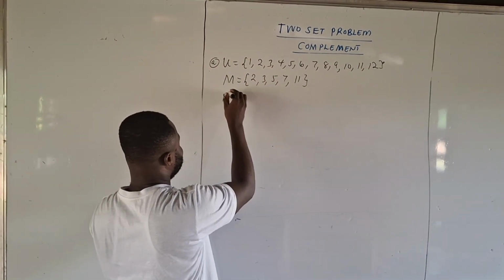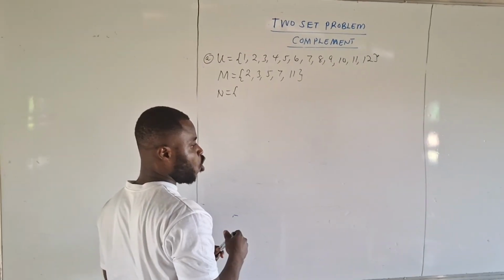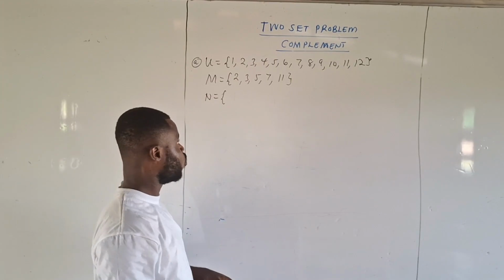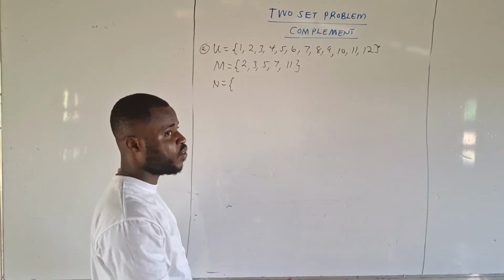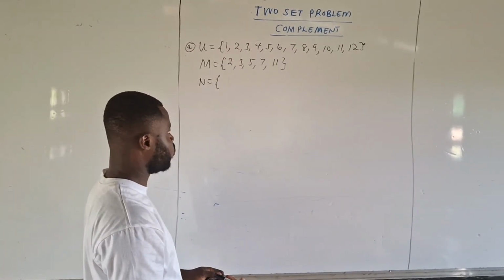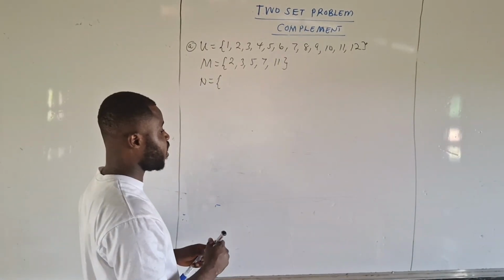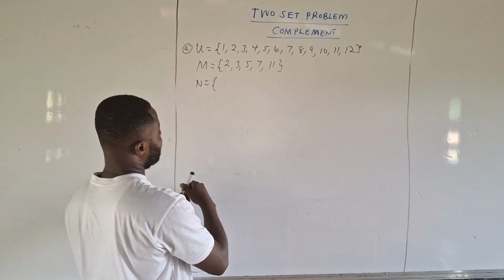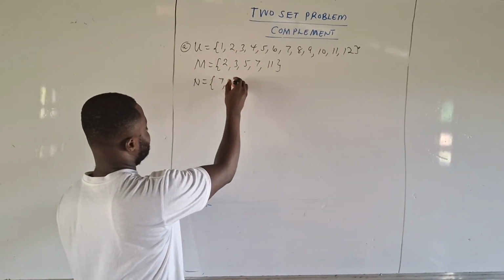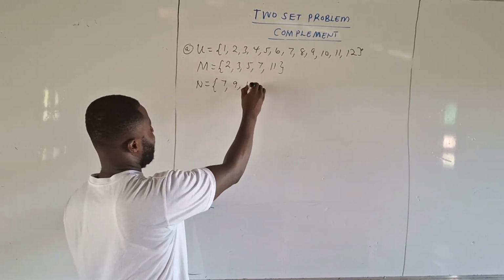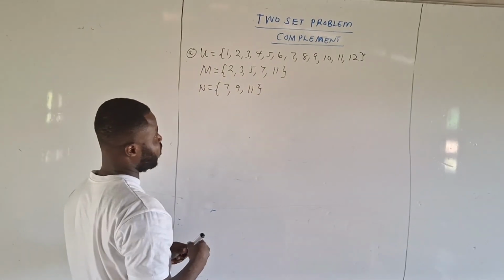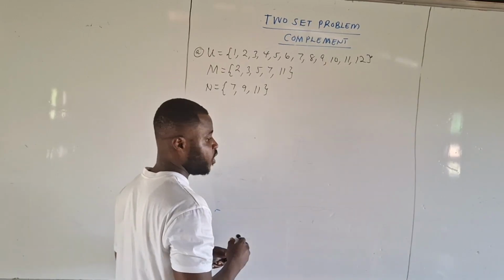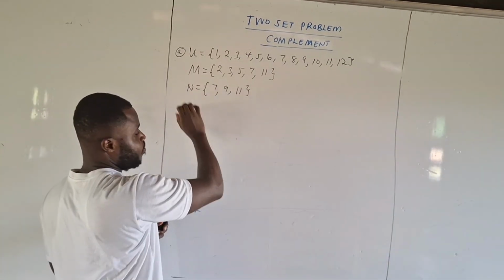And set N. Set N is odd numbers greater than 5. Odd numbers are numbers that are not divisible by 2, so when 2 divides them, there will be a remainder. They are saying that they are odd numbers greater than 5. So the first odd number greater than 5 is 7, followed by 9, then we have 11. So these are the odd numbers greater than 5 according to the universal set. So I have found the universal set, M and set N.